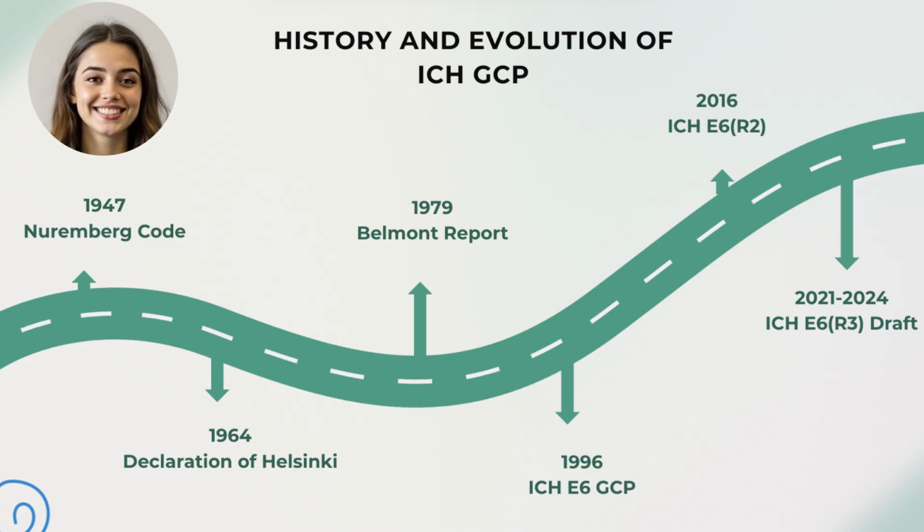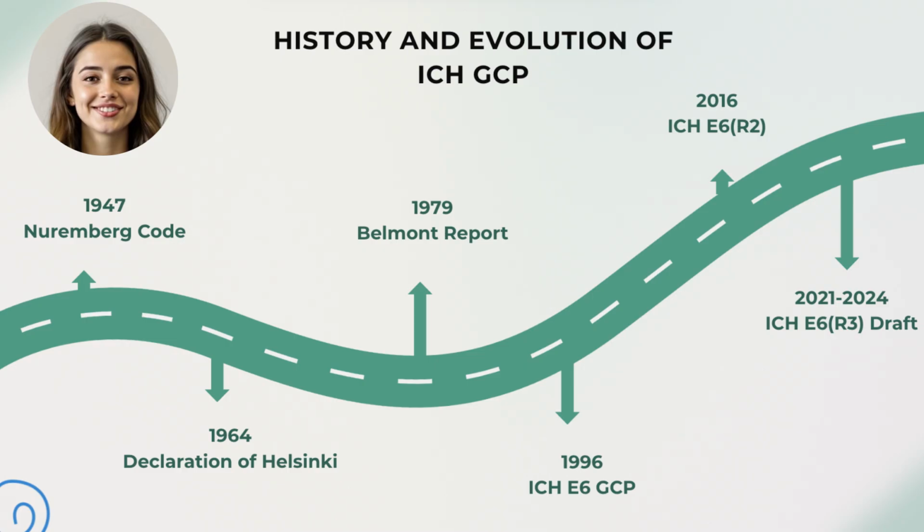In 1947, the Nuremberg Code introduced the concept of voluntary consent after WWII atrocities. The Declaration of Helsinki followed in 1964, offering ethical guidance for physicians. The U.S. contributed with the Belmont Report in 1979, emphasizing respect for persons, beneficence, and justice. In 1996, ICH E6 GCP brought global alignment.